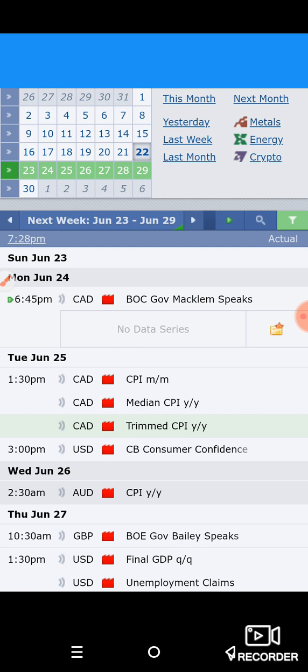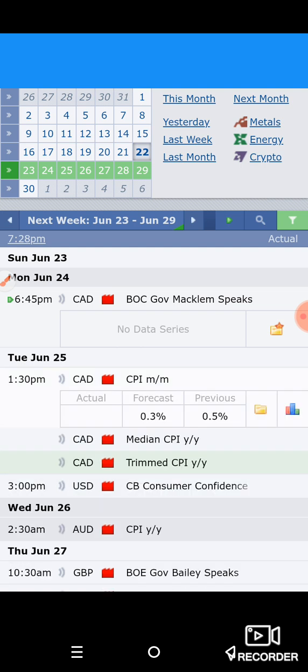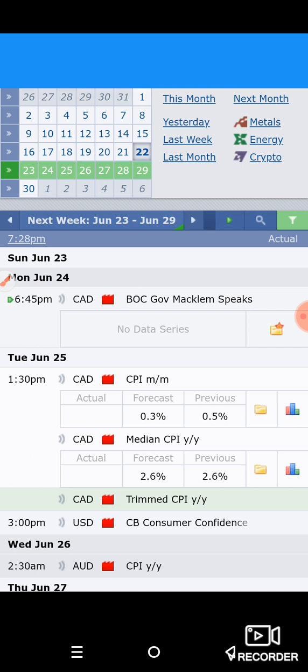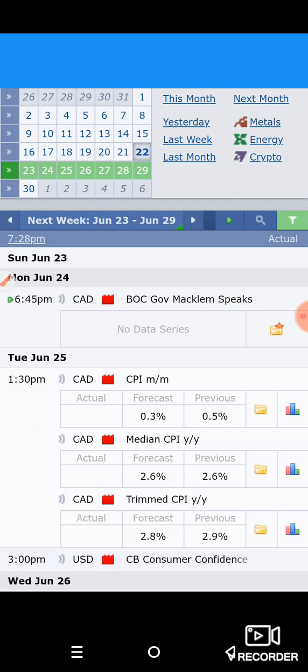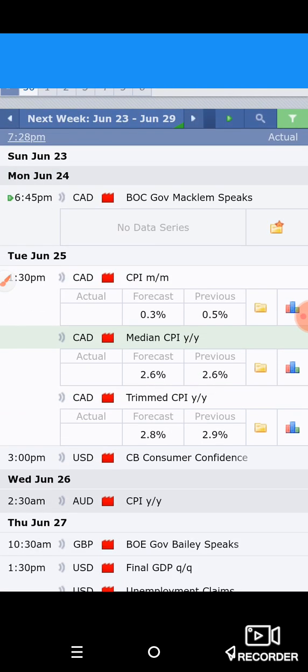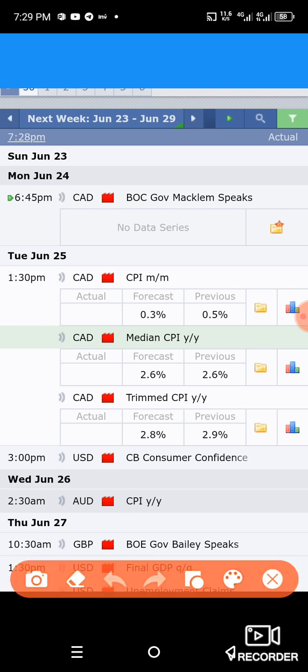Yes, on Tuesday we have Canada CPI. This is Canada CPI. So now, how do we know whether this CPI is going to be buy or sell? We use the previous data that was released to know the direction of these markets. Yes, we use the previous data. How do we do this? When you come here now, you click here.